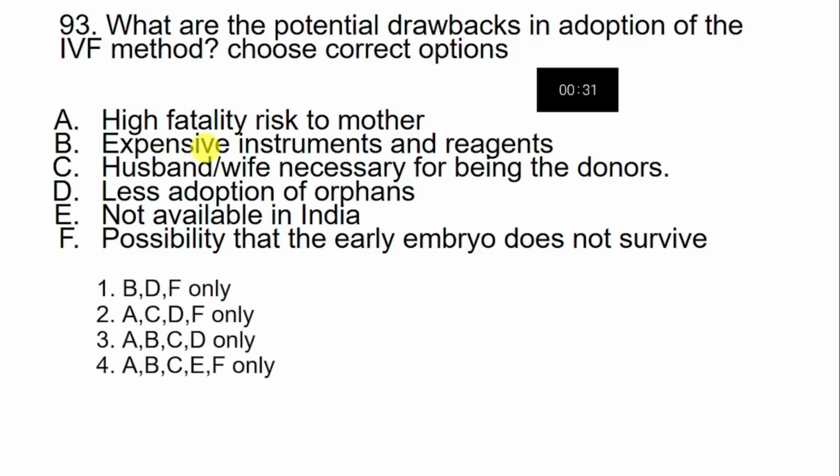Strike out A. So see, 2, 3, 4 all have A. That means we have the answer. If you strike out all 3, the only option left is option 1. So this is the answer.